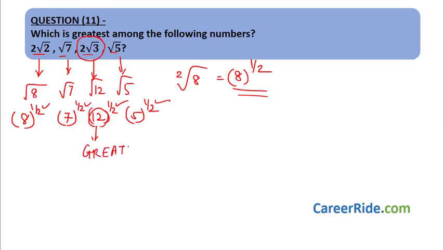If they ask you what is the smallest number, just find which is the smallest number amongst this. 5 is the smallest number. So root 5 is the smallest. Okay. But here we do not need smallest. Here they have asked what is greatest among. So 12 raised to 1 by 2, that is 2 root 3, is nothing but the greatest number amongst all these 4. See how easy the trick was.